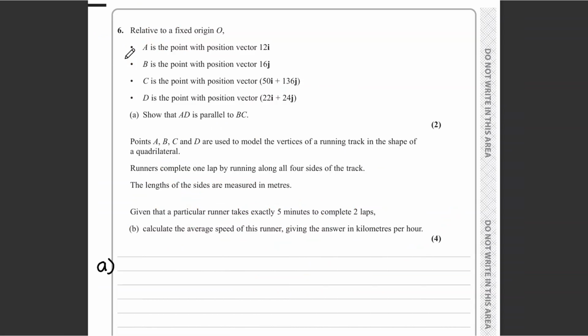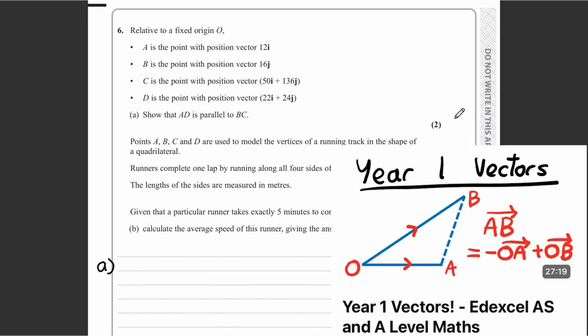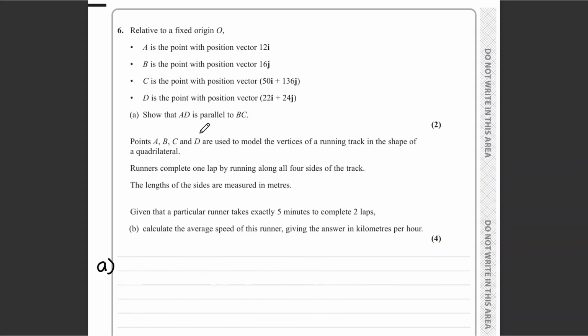Okay, so for question 6, we're told about the position vectors of the points A, B, C, and D. And for part A, we need to show that AD is parallel to BC for 2 marks. So this is a year 1 vectors question because it's to do with 2D vectors. Now, in order to show that the vectors AD and BC are parallel, we need to show that these vectors are multiples of each other.